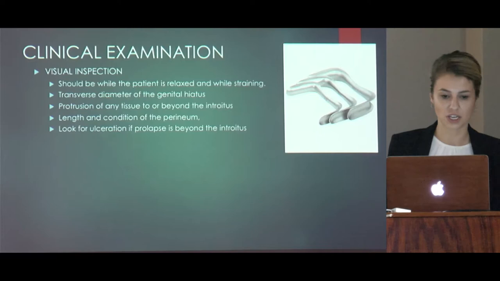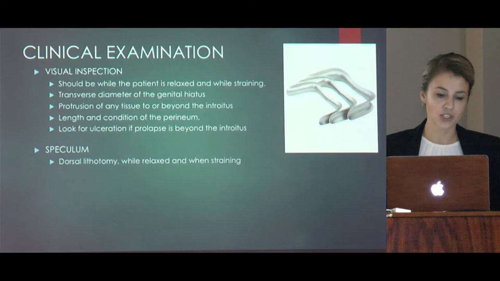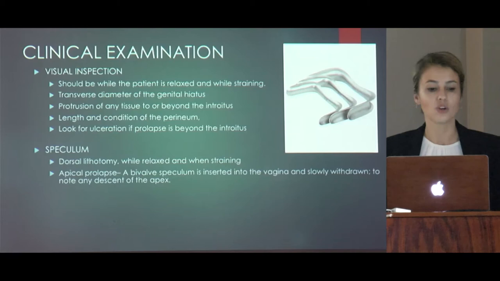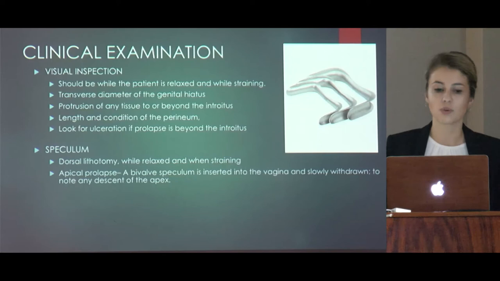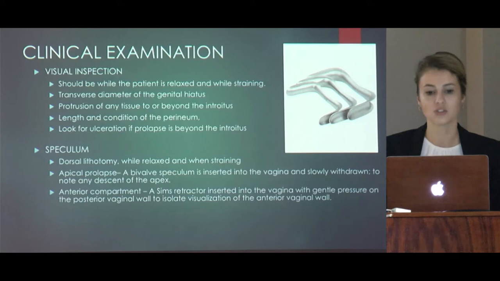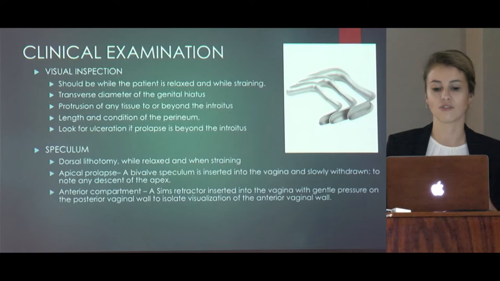It is advised that the patient is in dorsal lithotomy, and also while the patient is relaxed and when straining. Then you look for apical prolapse with a bivalve or Cusco speculum. We insert it and slowly withdraw and look at the apex if there's any descent. And then for the anterior compartment, you use your Sims retractor, inserted into the vagina with gentle pressure on the posterior wall to isolate visualization of the anterior wall. And for the posterior compartment, the other way around.